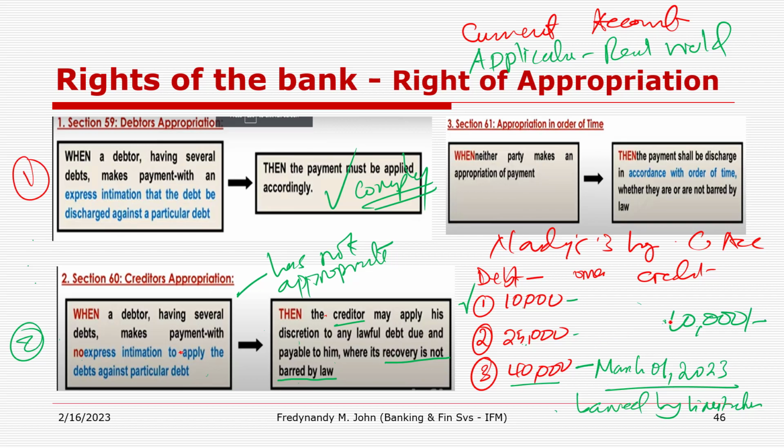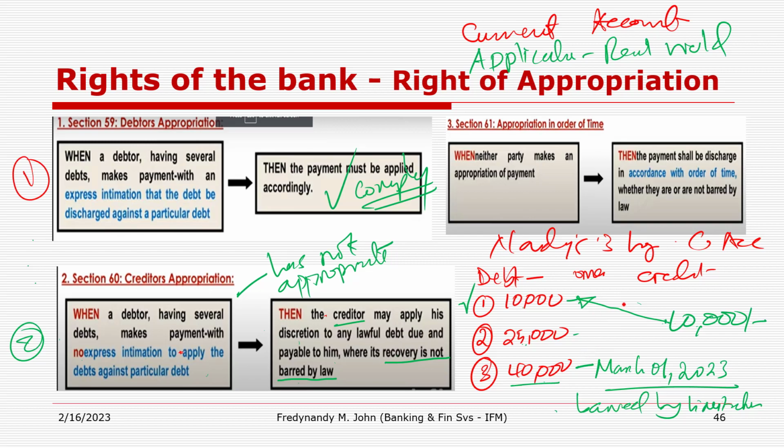And the customer comes to your bank and deposits 10,000 and says, I want the 10,000 to be used to pay debt number one. Then you as a banker are supposed to comply. So if the customer wants to settle debt number one, you cannot say that debt number three is barred by limitation and will be due on the 1st of March, so let me redirect this fund to settle debt number three. You do not have that room. As a banker, you have to obey the customer's mandate.